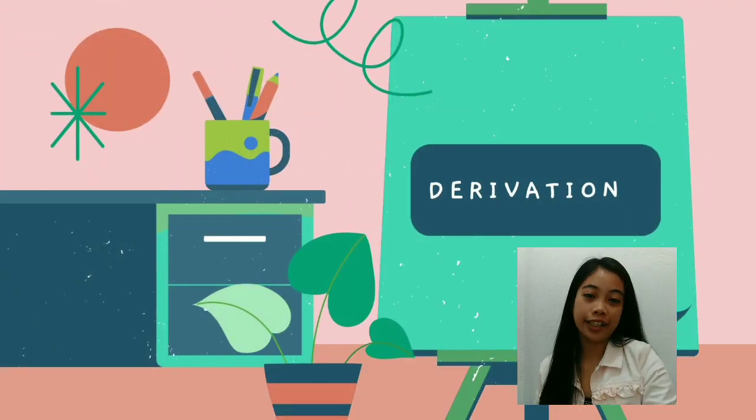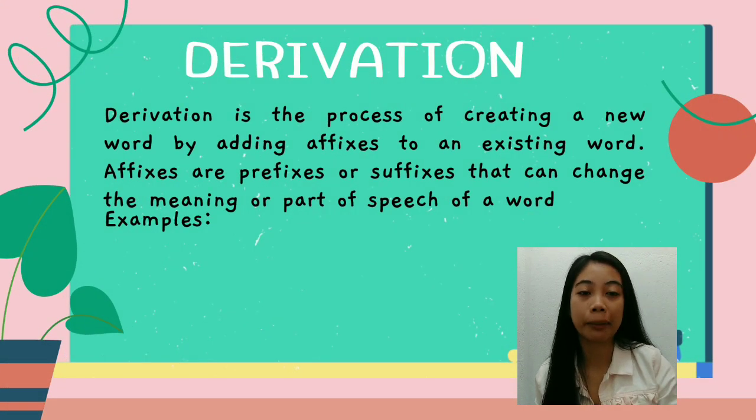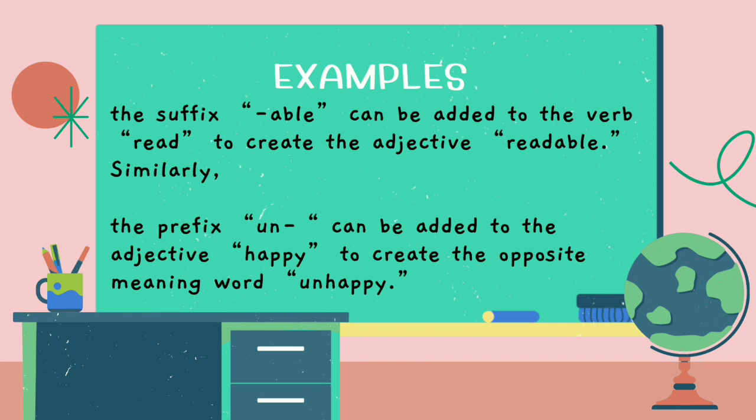Another one here is derivation. Derivation is the process of creating a new word by adding affixes to an existing word. For example, the suffix able can be added to the verb read to create the adjective readable. Similarly, the prefix un can be added to the adjective happy to create the opposite meaning word unhappy, which means not happy.